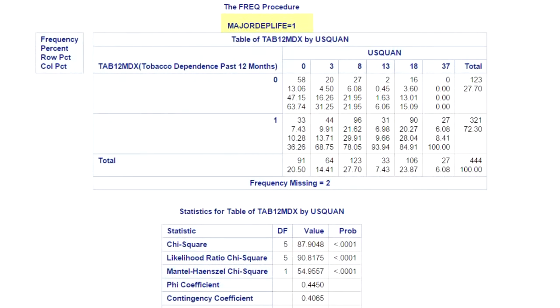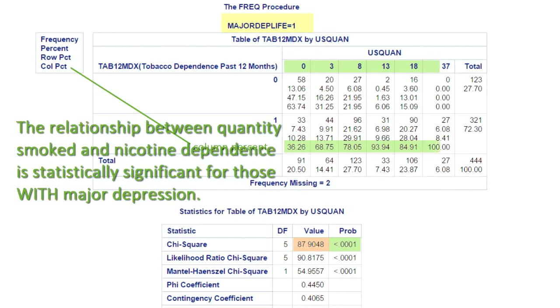For those with major depression, we find a large chi-square value and small p-value, which is statistically significant. These column percents also reveal what seems to be a positive linear relationship, with percentages of nicotine dependence increasing between lower levels of smoking and higher levels of smoking.